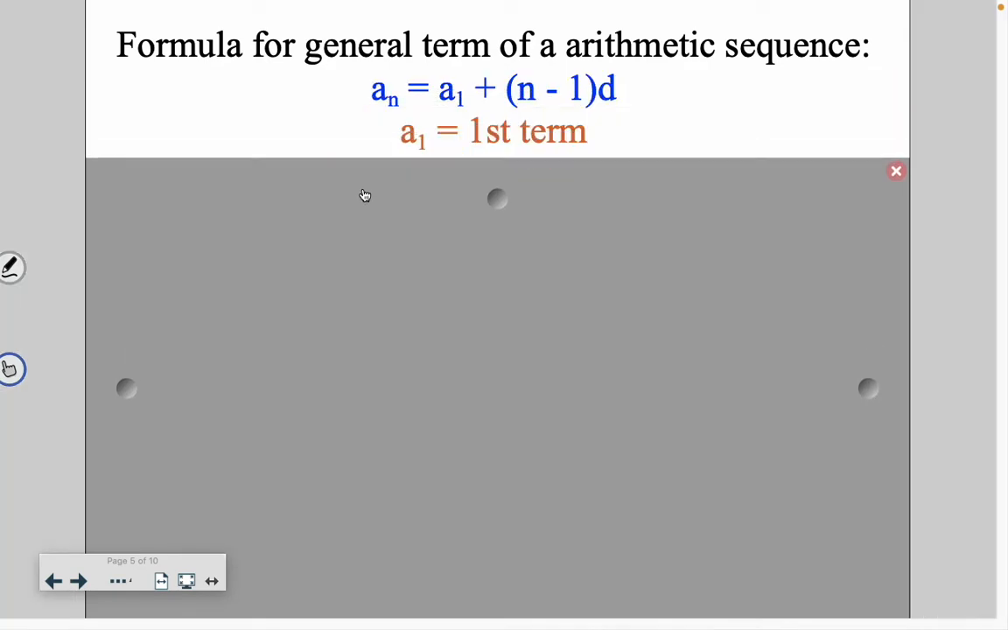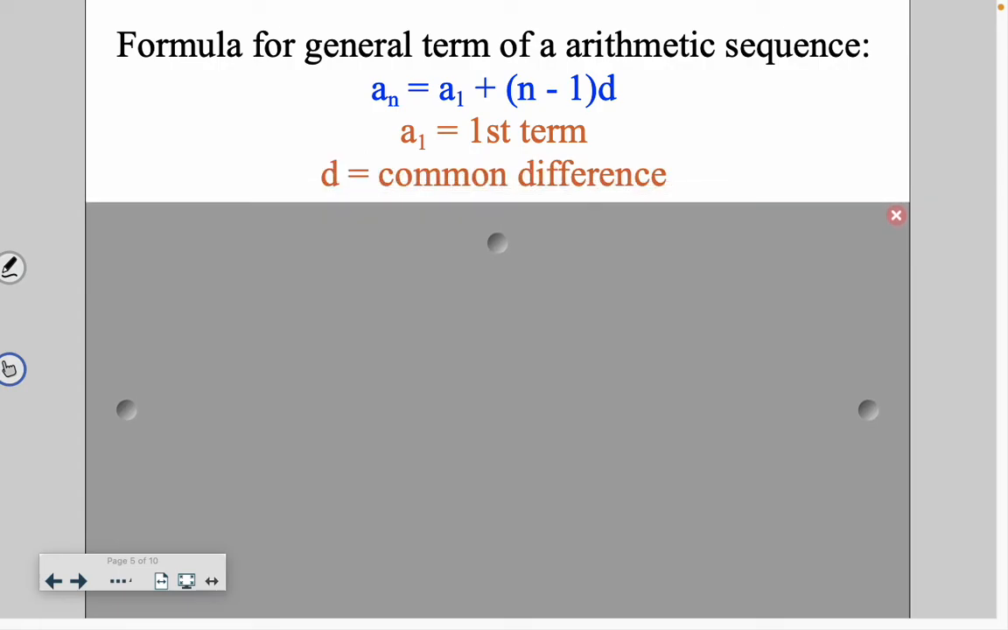So a sub 1 is the first term. We talked about that yesterday. That's the value of your first term, your starting point for the sequence. d is the common difference. That's the pattern. What are you adding every time?